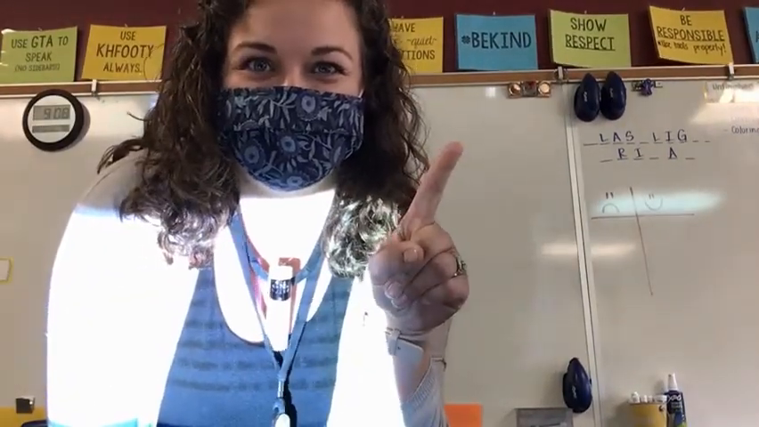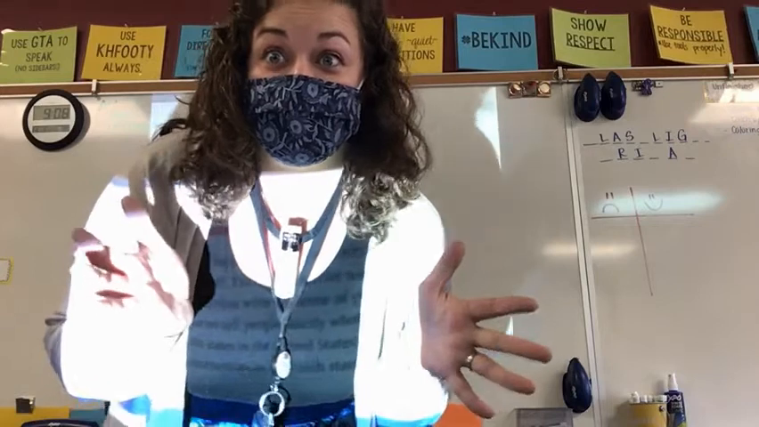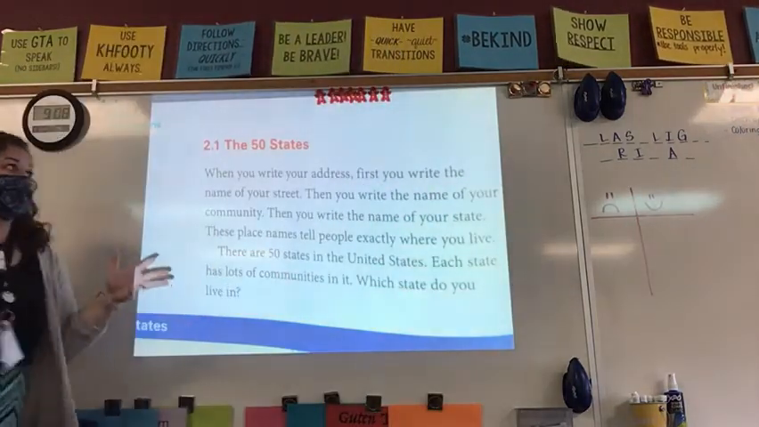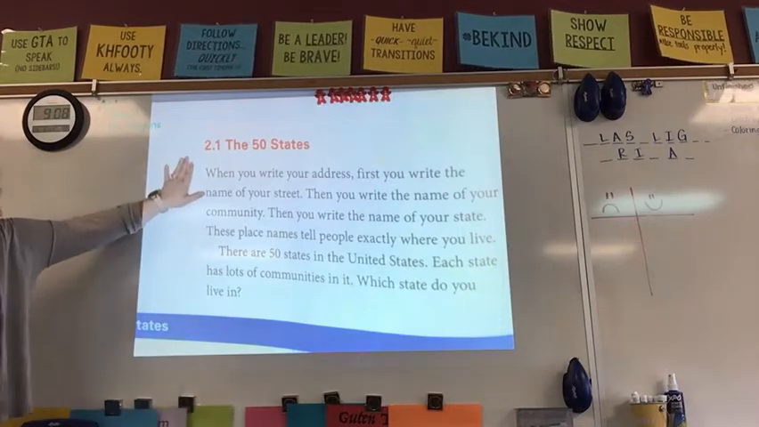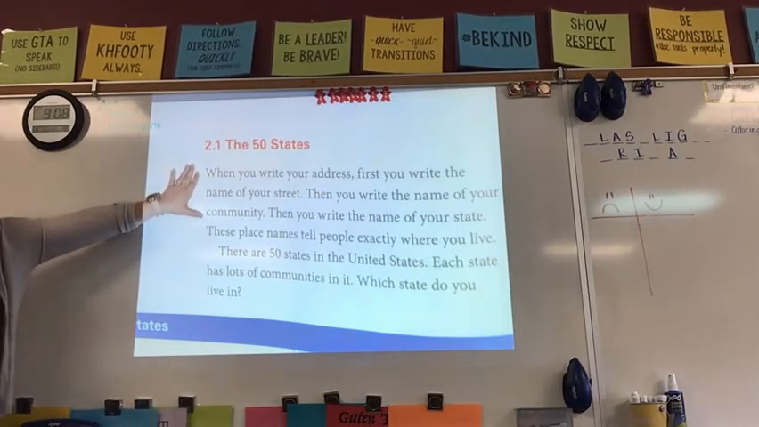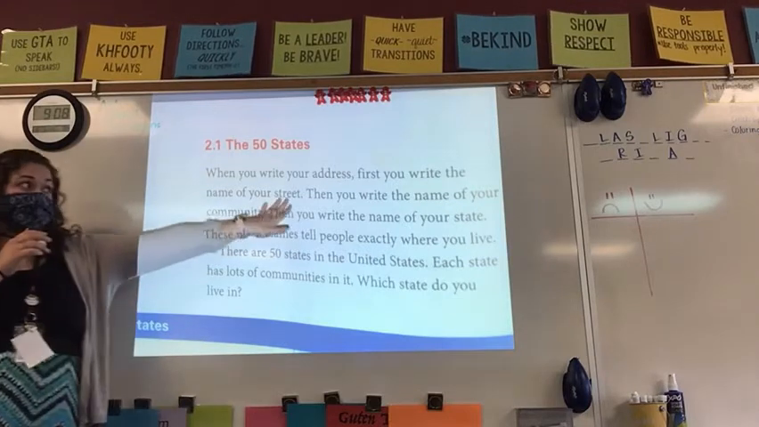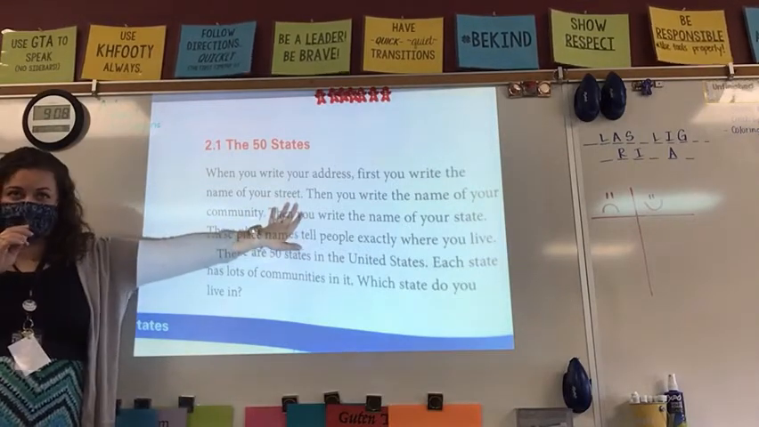Section 1. The 50 states. So we live in the United States. How many states do we have in our country? 50 states. So when you write your address, we practiced this a little bit. First, you write the name of your street. Actually, first you write your house number, right?